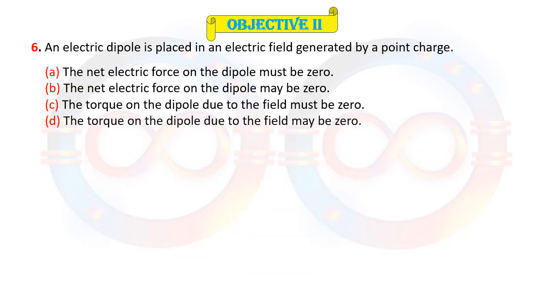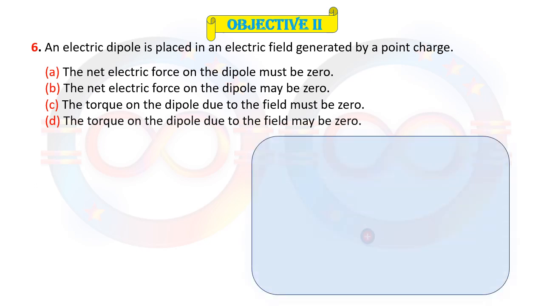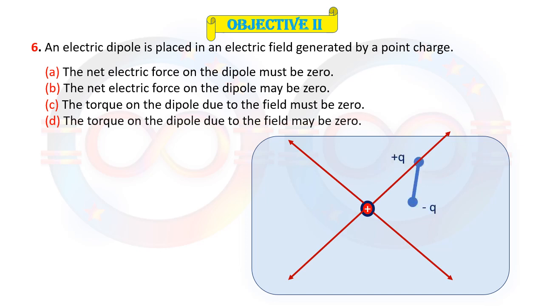Question number 6. An electric dipole is placed in an electric field generated by a point charge. Look at this particular point charge, and these are the field lines. Let us now place this particular dipole here. On the positive charge, the force will be along the field line, that is QE, and on the negative charge it will be opposite to the field, so that is radially inward. Look at the QE dash and QE.